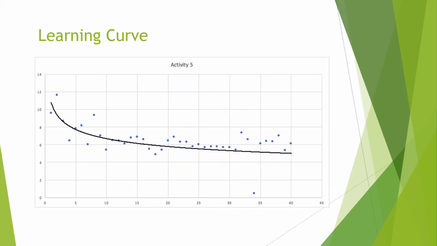As you can see here, this is the learning curve for task 5, which was initially 24.73 seconds. And right now it's roughly around 6 seconds, which is a massive decrease. And that was our old bottleneck. Now it's not.